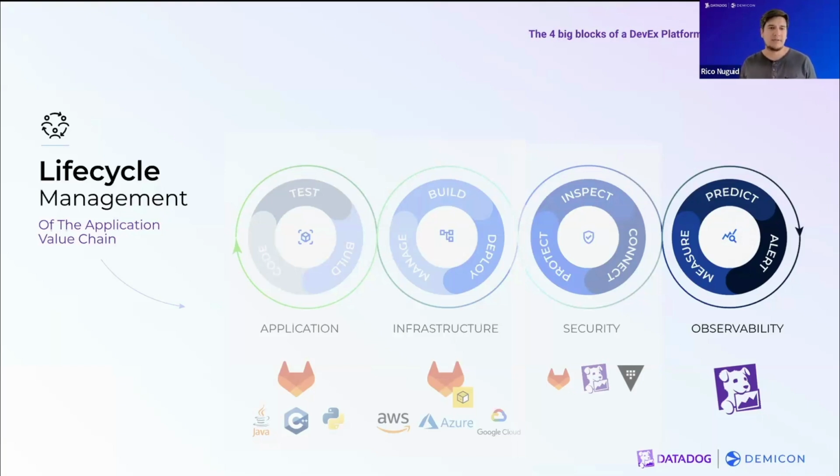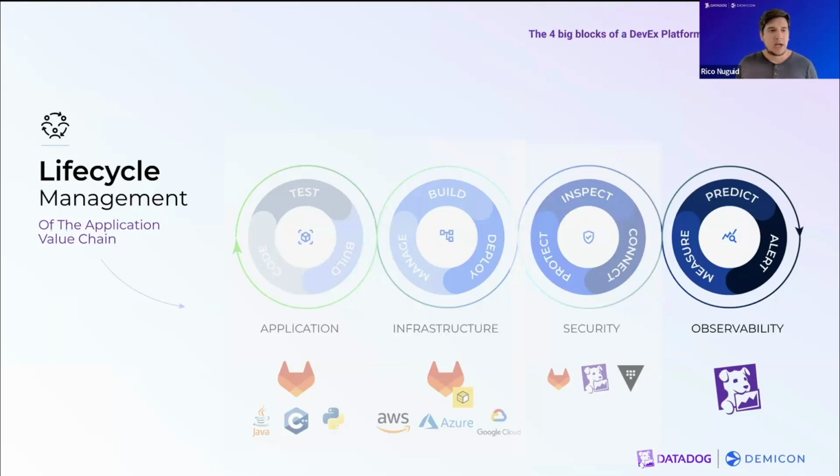A developer experience platform is a product which cloud platform engineering teams work on in order to optimize the efficiency of the application value chain in the companies. When we work with our customers, there are 4 distinct pillars of our developer experience platform: the application lifecycle, the infrastructure lifecycle, the security lifecycle, and the observability lifecycle. Most companies are very strong in the application lifecycle, but in the other 3 pillars we often see bigger optimization opportunities.